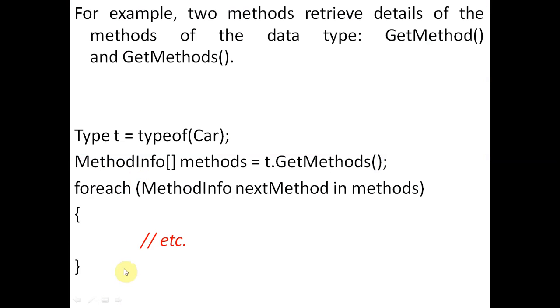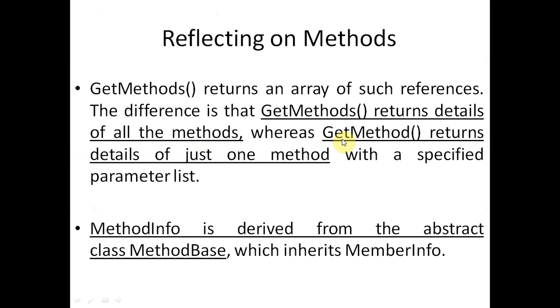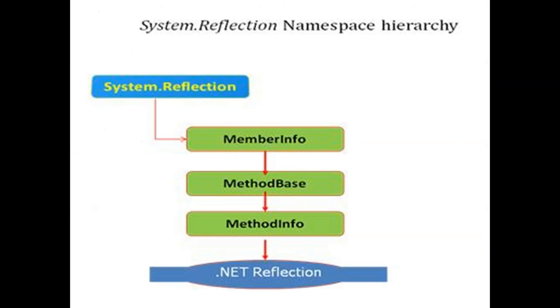So you can see here MethodInfo will return all the methods. Suppose we write InterfaceInfo, then it will return all the interfaces accordingly. PropertyInfo returns all the properties. GetInterface returns a single, specified interface, and GetInterfaces returns all the interfaces. So these are the differences between these two.